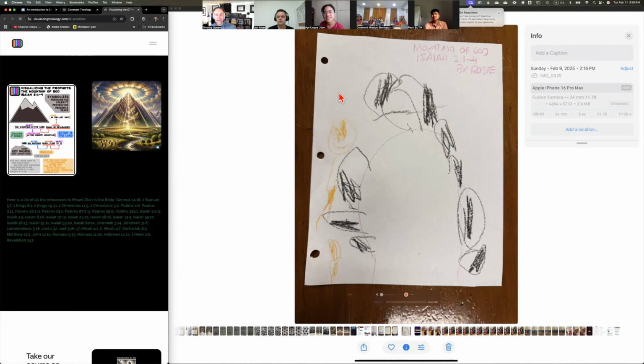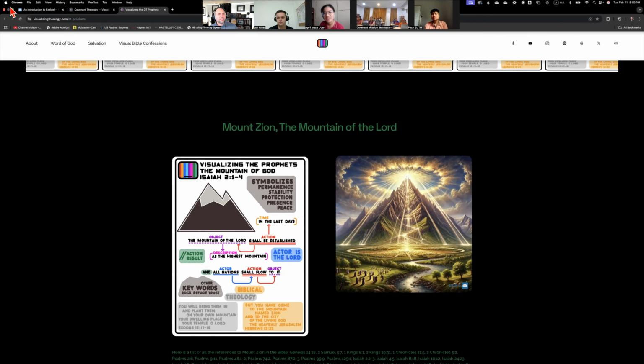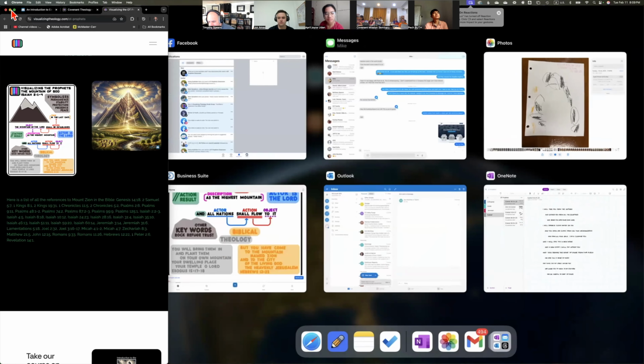And I asked the kids, what does the mountain symbolize? And they were able to repeat to me that it symbolizes God's permanence, presence, stability, protection, and peace. And I said, do we want to go to the mountain of God? And they said, yes. So anyway, just an idea of how, practically speaking, we can use this content in our ministries.